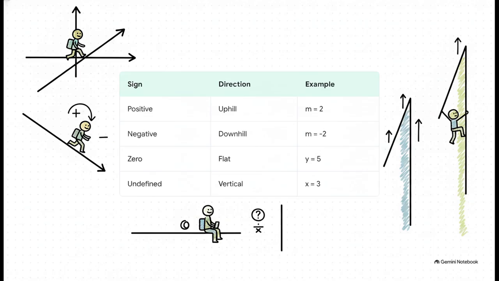And a perfectly vertical line? Well, that has 0 horizontal movement, which actually gives us an undefined slope. In real-world terms, we call that a cliff, and yeah, you definitely shouldn't try to walk on it. Meanwhile, the number itself, the magnitude, tells us the steepness. A slope of 5 is a much steeper mountain to climb than a slope of 1.